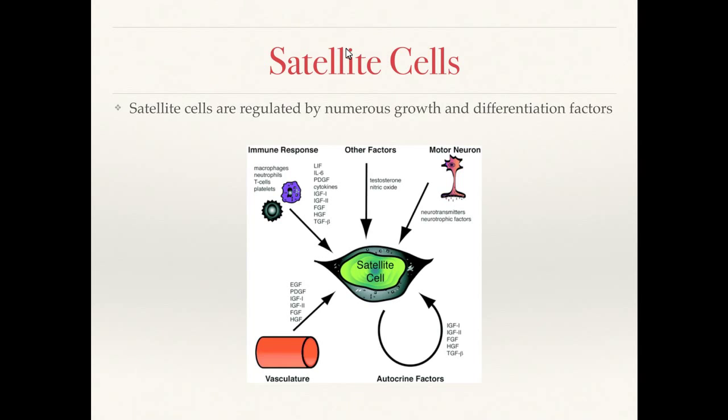But satellite cells can be activated by a number of growth factors. Testosterone can activate them. Nitric oxide can activate them. They can be activated by the nervous system, and numerous vascular growth factors can activate them as well. So this is just one possible method of activation of the satellite cells themselves.